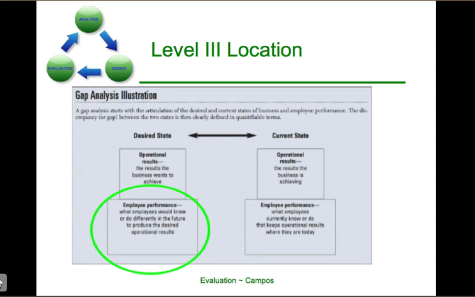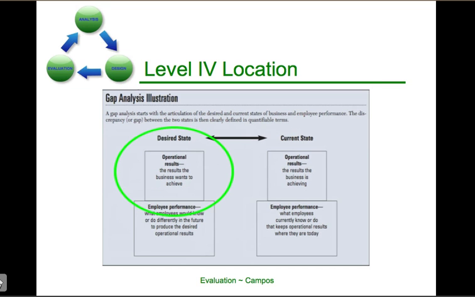Then you move in to level 3, which again is collected at the individual level and looks at the degree to which that individual employee's performance has changed as a result of your learning intervention. And then ultimately you look at level 4, which is a capture of the degree to which your operational results were improved as a result of this collective, positive change in employee performance as a result of your learning.